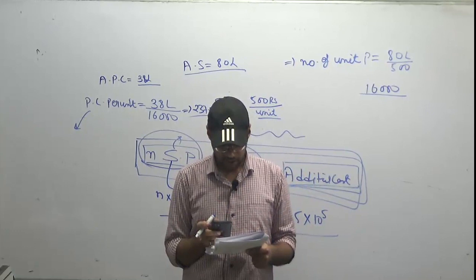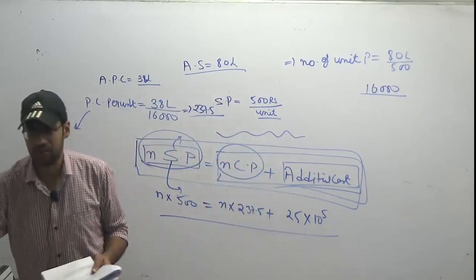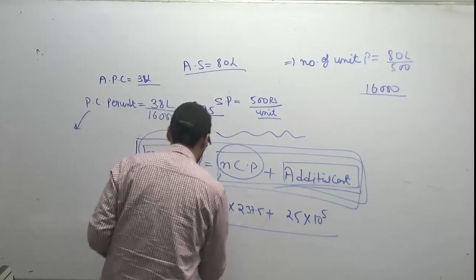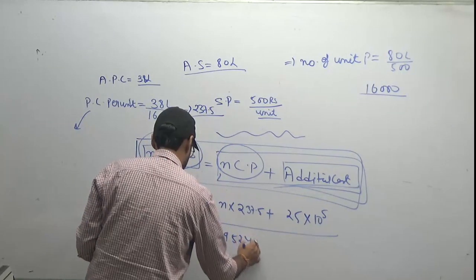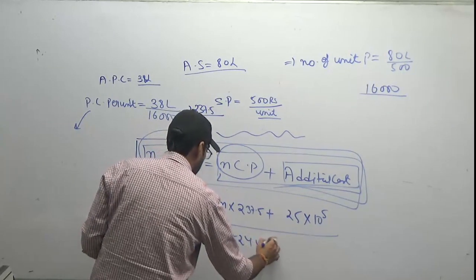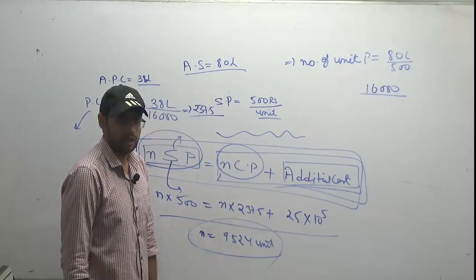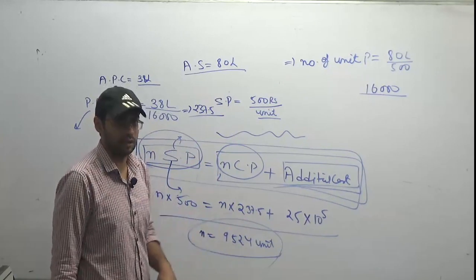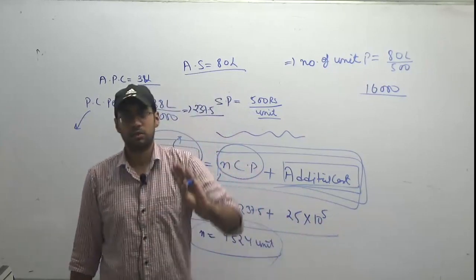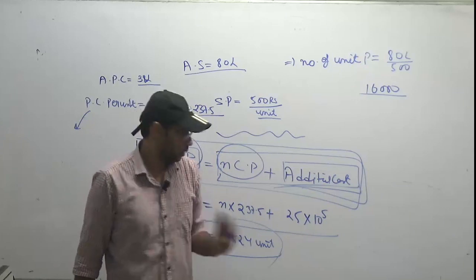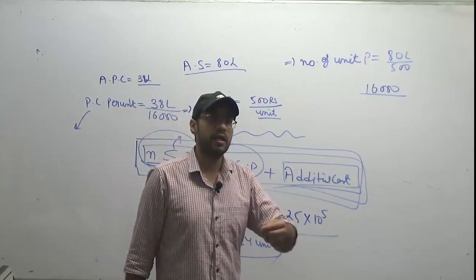So by calculating, I am getting approximately 9524. So from there we are getting 9524 units. At this point, you are achieving the break even point, meaning no profit, no loss. This is the number of units that you have to produce in order to have no profit, no loss.